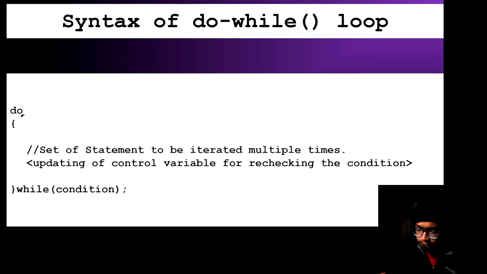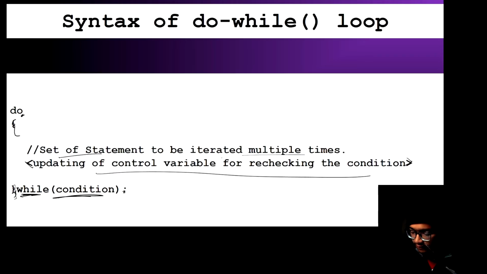So it has do, we will write do over here, brace opens, brace closes over here, then the set of statements to be iterated multiple number of times, then we have to update the control variable for checking the condition, and then after writing that we will close the brace, we will write while and then condition, and then importantly a semicolon. Now see here, where is the condition being checked?